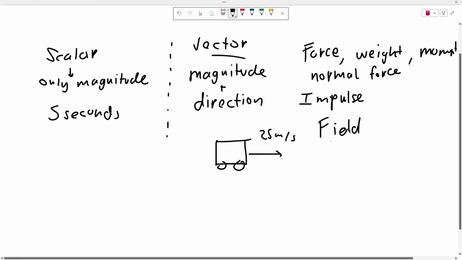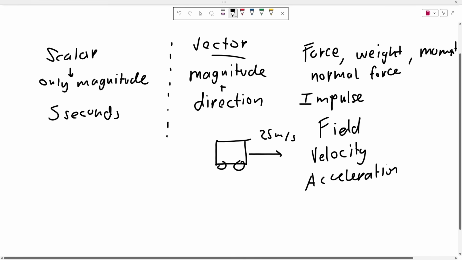So that's scalar and vector quantities reviewed. If something doesn't have direction associated with it, you know that it has to be scalar. Vectors are usually force-based, or when you're talking about speed, it's usually velocity and acceleration.